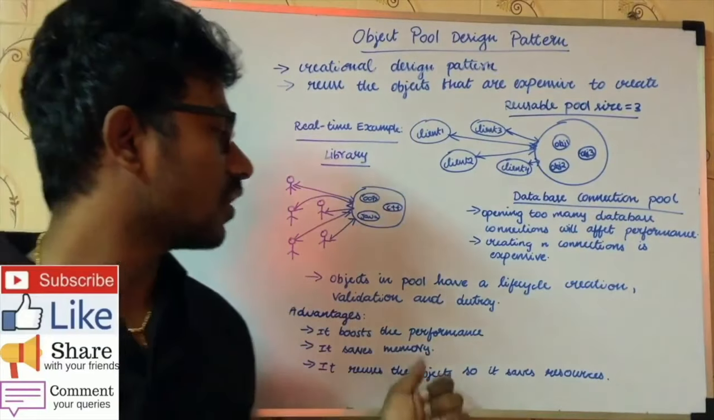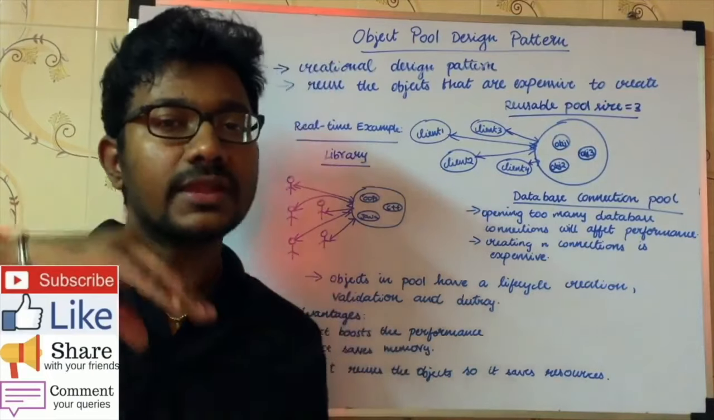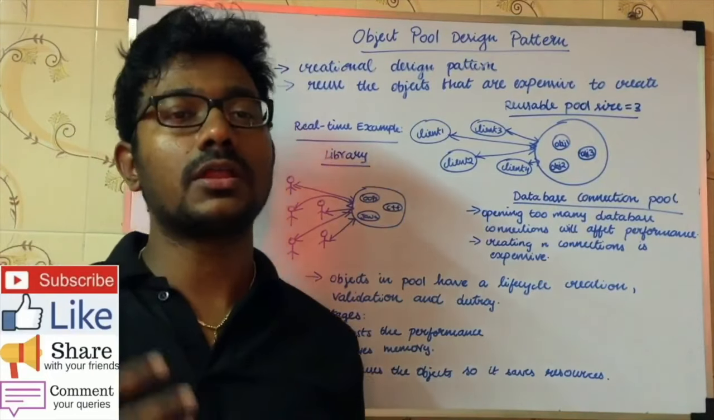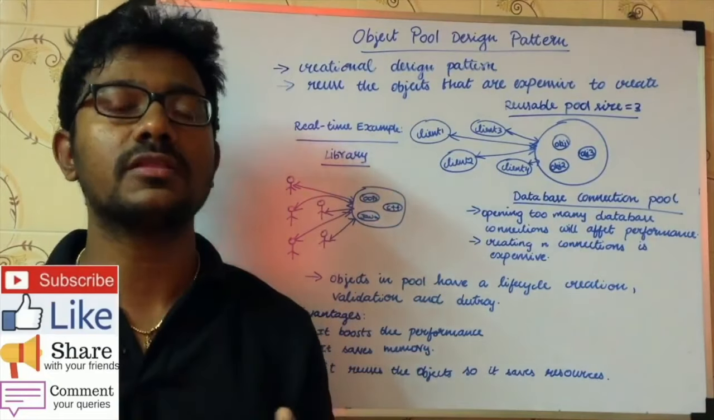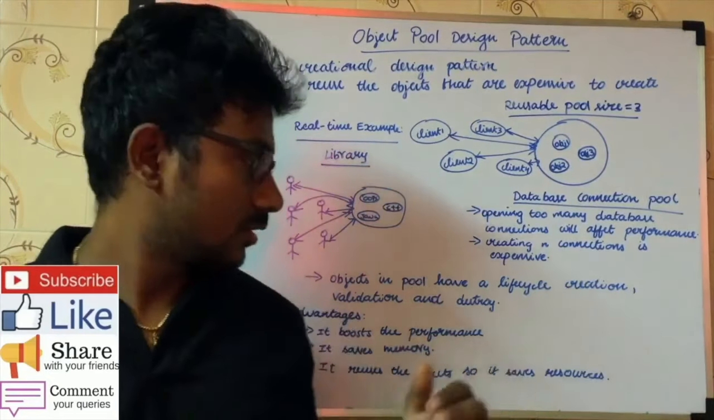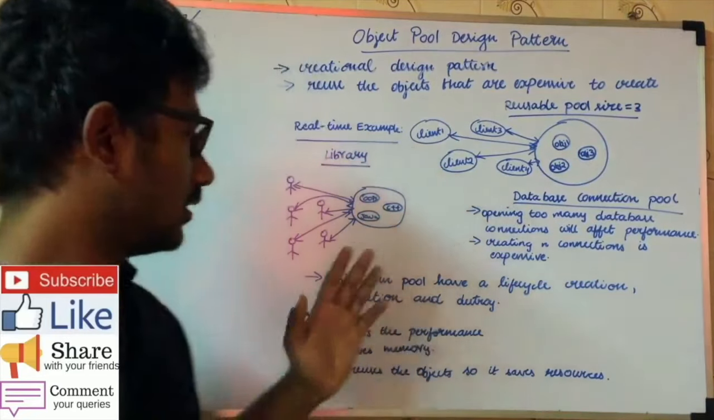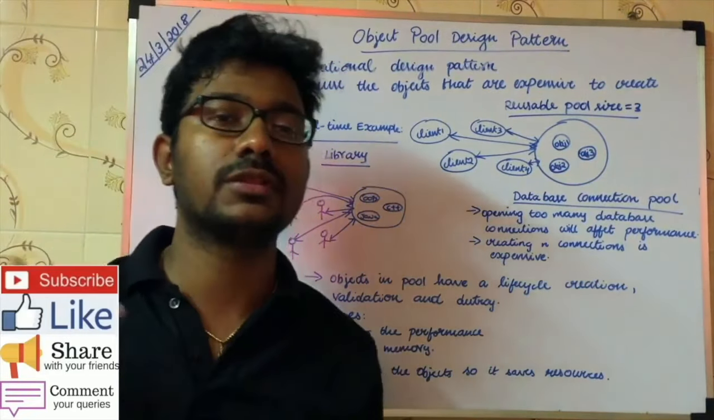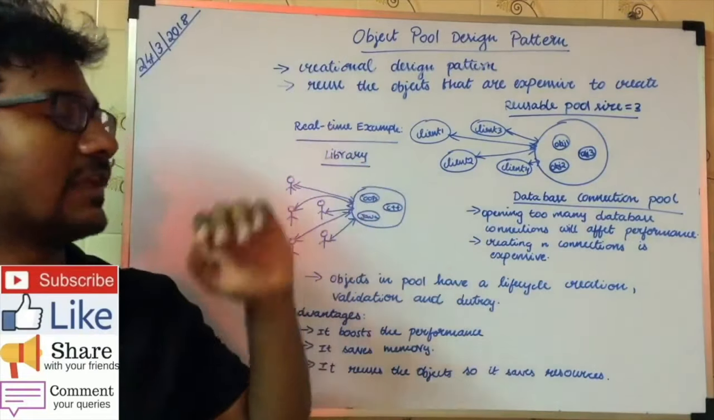And then, it reuses the objects, so it saves resources also, because to create an object, it needs some number of resources. Since we are reusing these objects, we are trying to save the resources for some other purposes. These are the advantages. There are other advantages also applicable for this object pool design pattern.